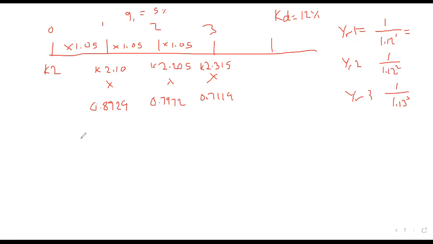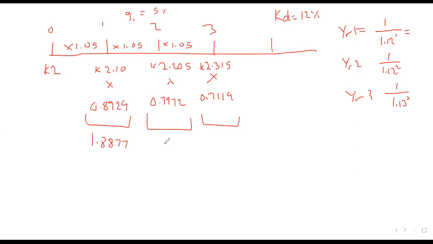So let's multiply each of these. The first one, what are you getting? 2.1 times 0.8929. We're getting 1.875. Okay.